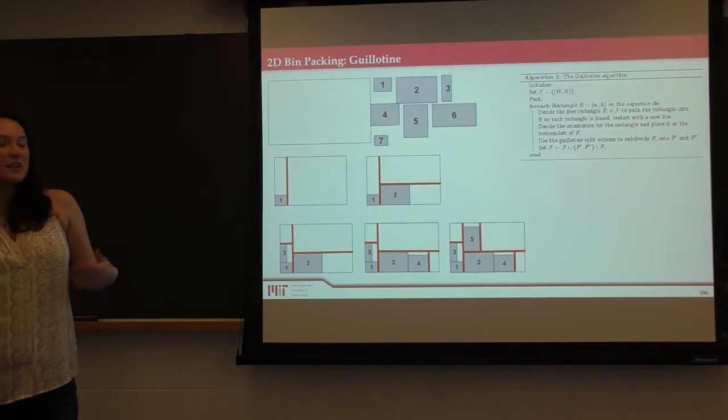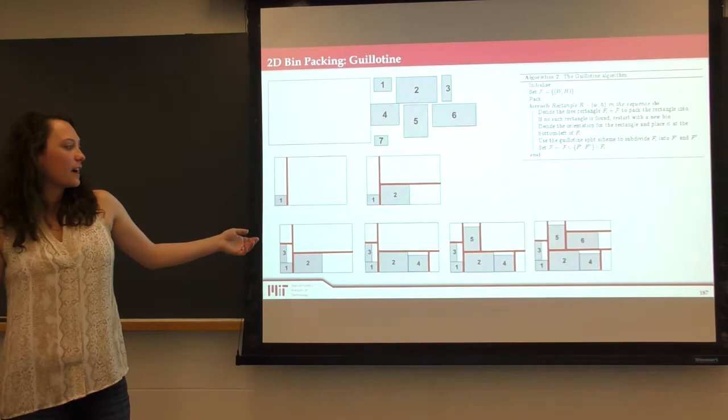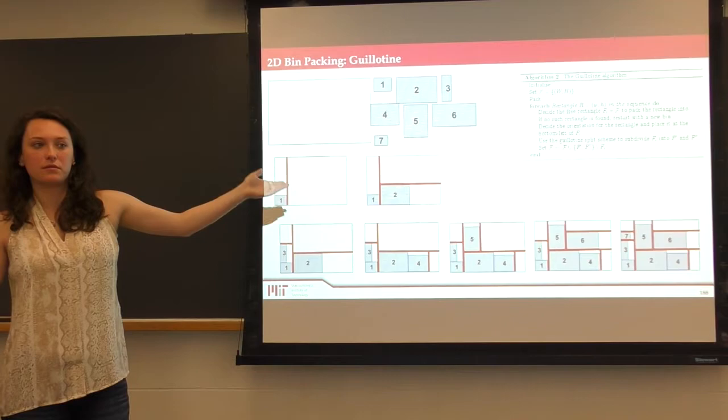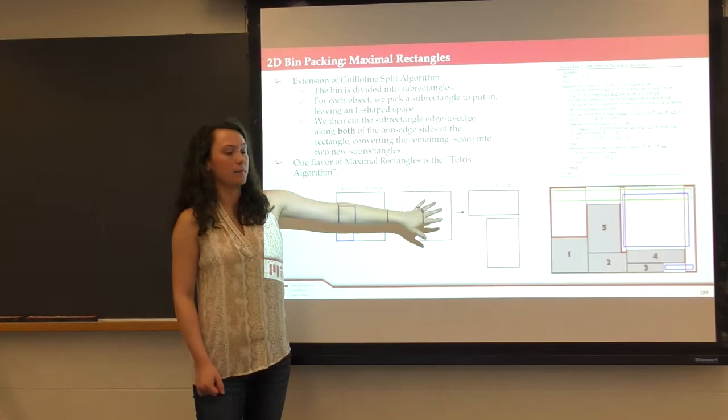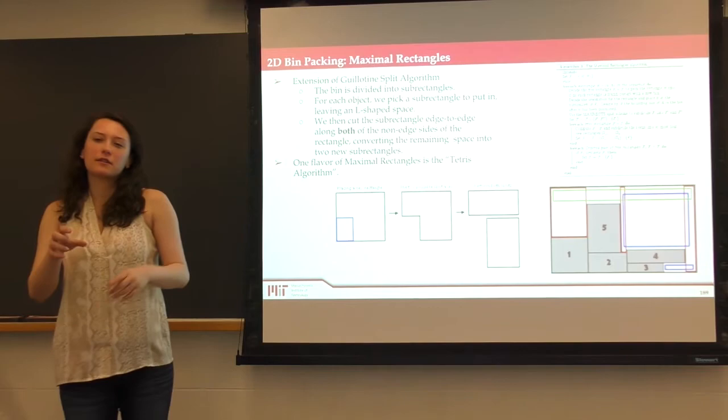So continuing on, you can see here that all the different cuts are placed, until eventually you have all of the bins packed. And then moving on, there's also maximal rectangles, which is similar to the guillotine cut, except that it keeps track of if both cuts have been made. In reality, you don't actually make these cuts. They're just determining what areas you need to keep track of to fit new objects in.